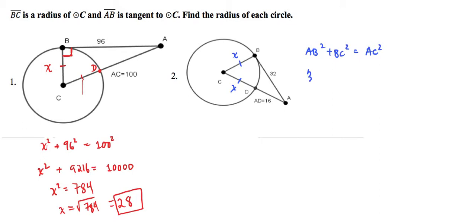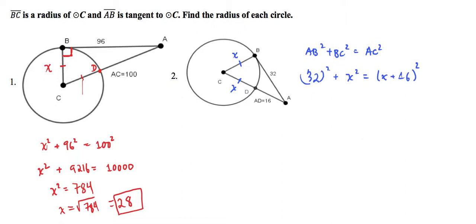AB here is 32, so we can substitute in 32 squared. BC squared here is just x, so that's x squared. And AC here is x plus 16, quantity squared. I will leave it to you from this point on to answer the question. I will just put a hint here: be very careful how you multiply this out. This is not x squared plus 16 squared. I repeat, this is not x squared plus 16 squared. So I'll leave it to you to finish that question. Now I am going to move on.